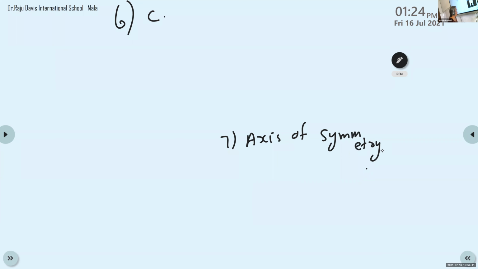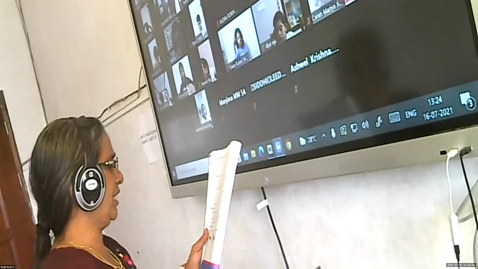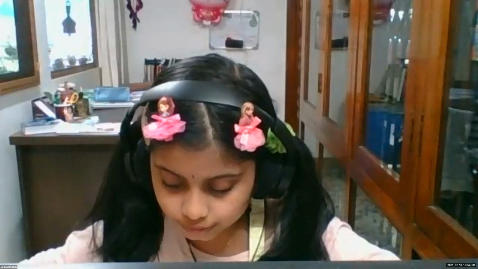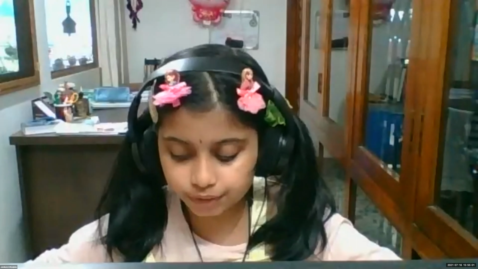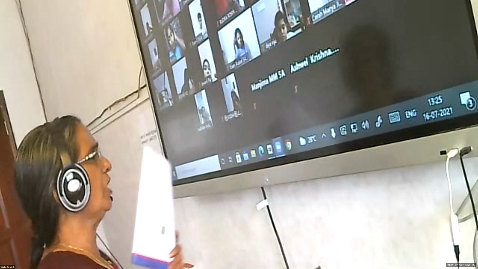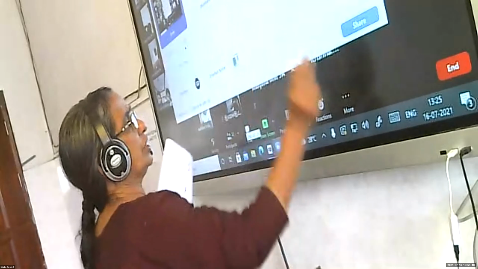Janvi Prabhu, what is the next question? Ma'am, for the seventh question we can write line of symmetry, or axis of symmetry also you can write. Janvi, what is the next question? Turning a shape in the clockwise direction is called dash of the shape. Yes, rotation of the shape. Rotation.